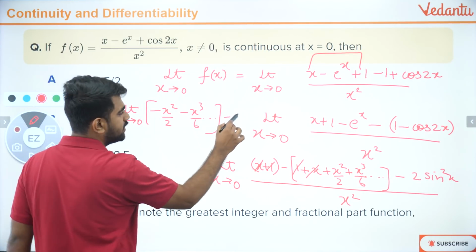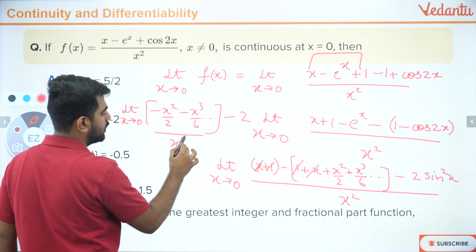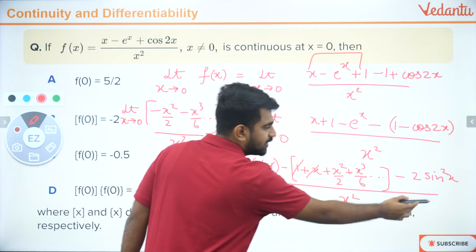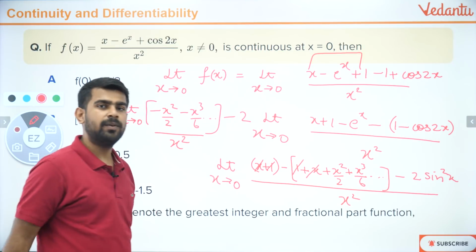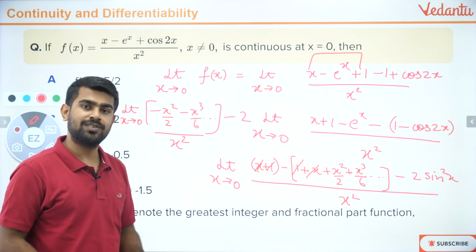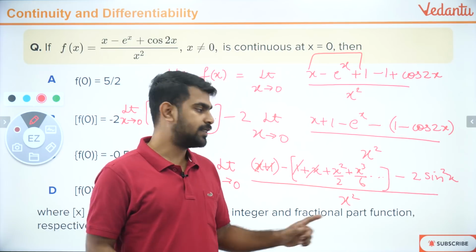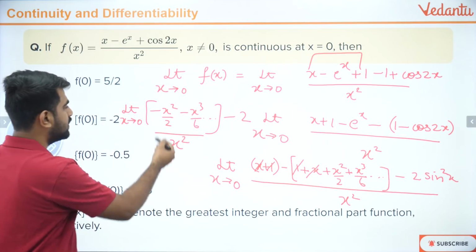That will be minus 2 only, and here I'll have x square. So guys, I hope you all understand that sin square x by x square will be 1, because limit x tending to 0 of sin x by x is 1, na? So that's what I did over here. Now this question is very easily solvable.